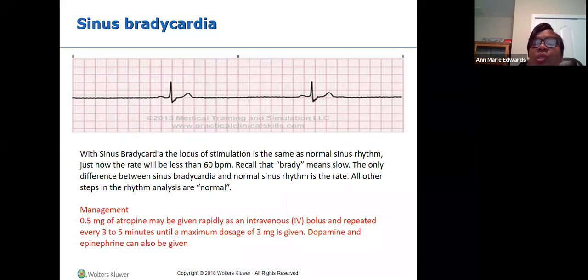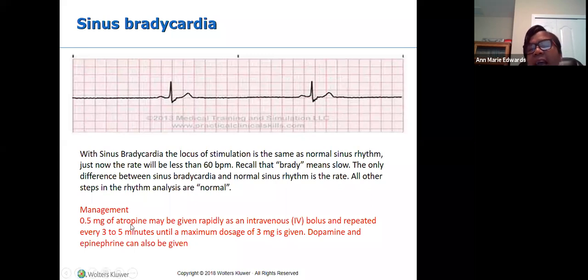Acetylcholine is going to slow your heart rate down. So if patients are having a bradycardia, one of the things we can do is block acetylcholine. Okay, and what do we use to block acetylcholine? It's going to be an anticholinergic drug. Here you see your atropine.